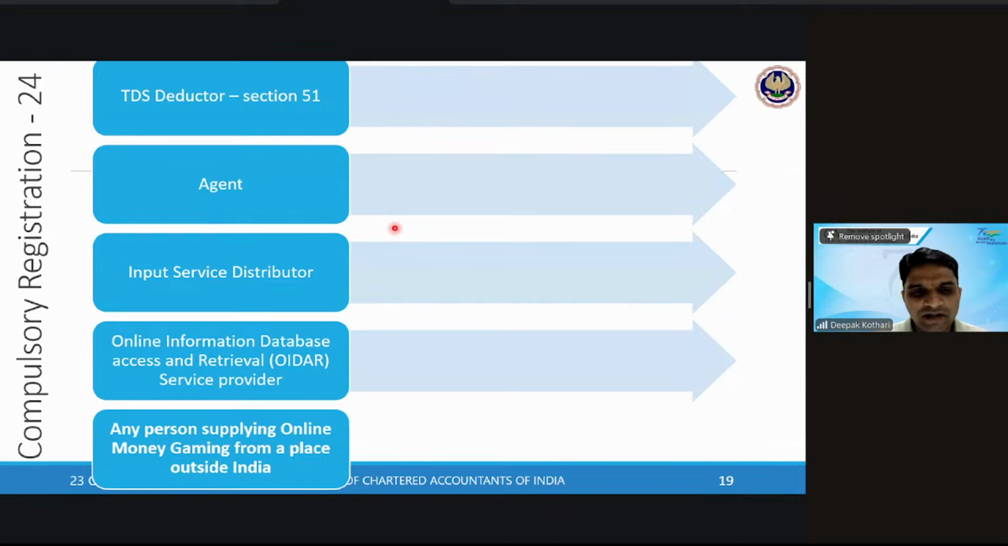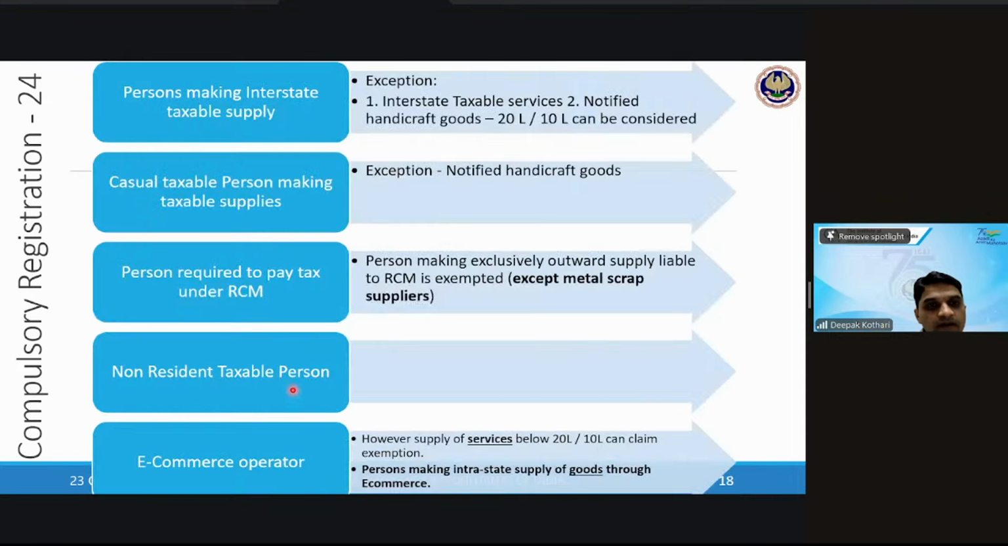Yes, various scenarios will be there. So in all of these, there is no exception in the first instance. So all of this is compulsory registration. That is 1, 2, 3, 4, 5 categories here and again 5 categories here. Total 10 categories. In 4 of the 10 categories there are some exceptions. In the other 6 categories there is no exception, so they will have to take compulsory registration.